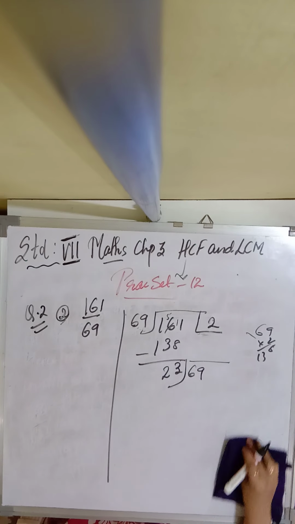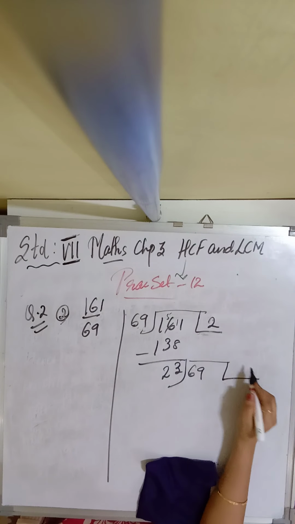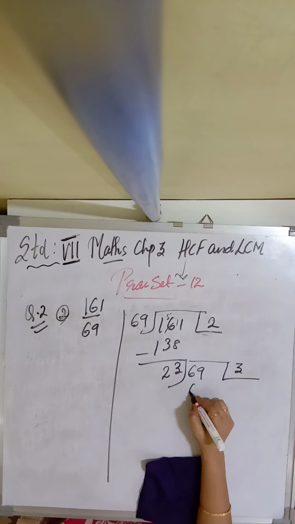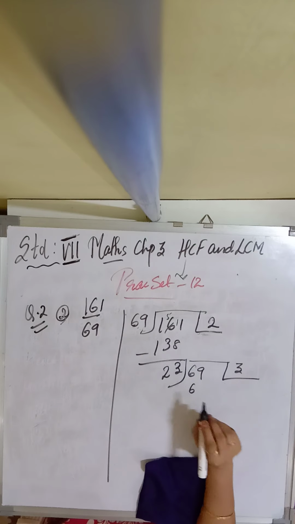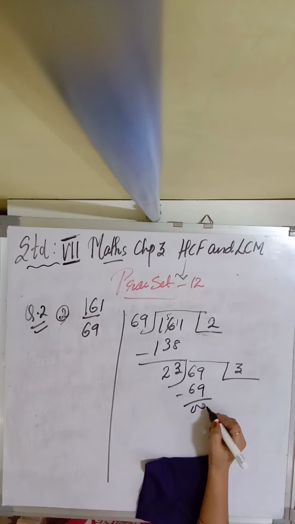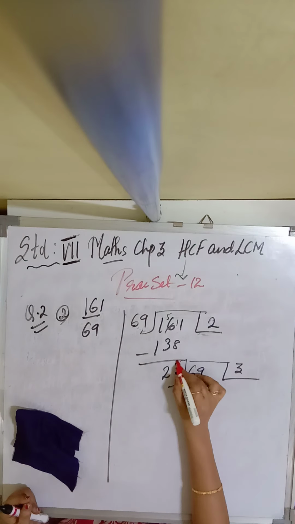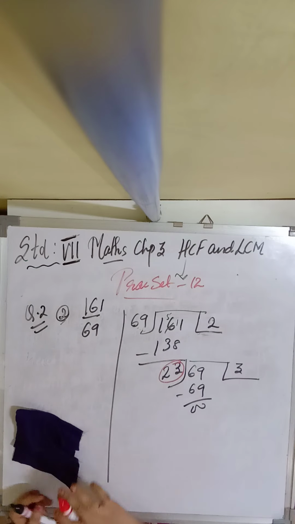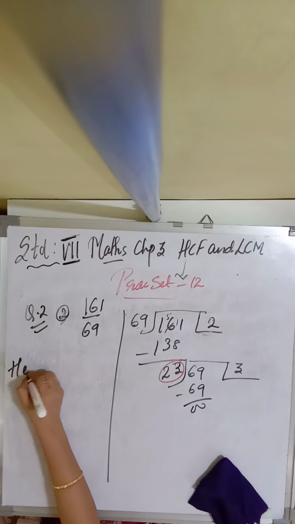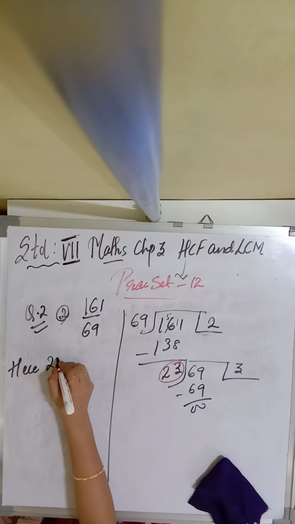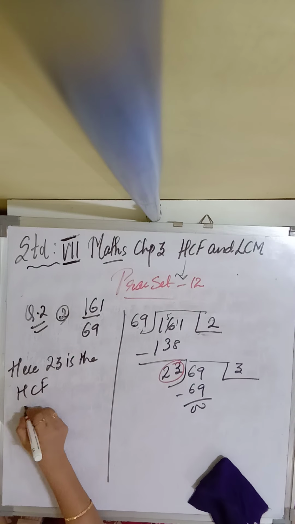69. Okay children. Now 69 ones are 69. 69 threes are 69. Yes or no? 23. Sorry. 23 ones are 23. Threes are 69. So we are getting the remainder 0, and this 23, hence 23 is the HCF of this fraction, that is 161 upon 69. So you will write hence 23 is the HCF.